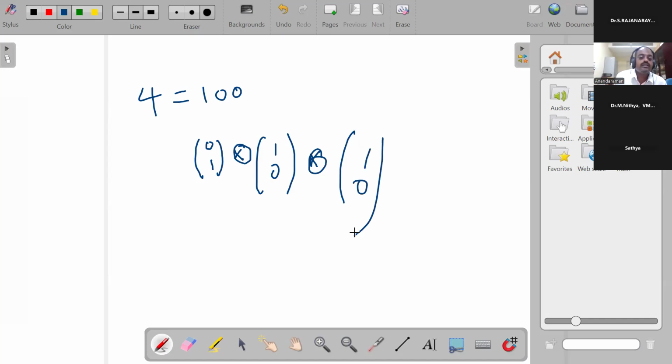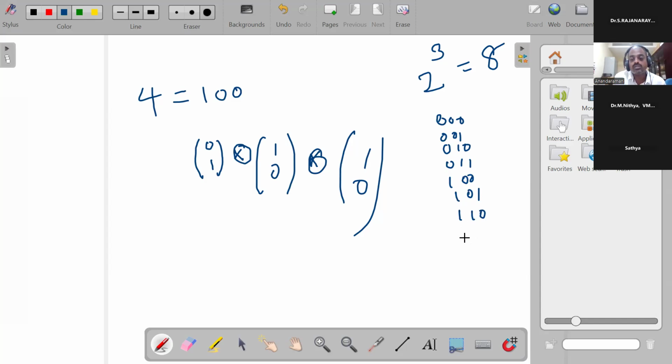Instead of that, we know that 3 qubits means it has 8 states. 2 power 3 is equal to 8 states. So it will be 000, 001, 010, 011, 100, 101, 110, 111. Since 8 states are there, in the tensor product 8 values will be there. Counting 0, 1, 2, 3, this is 4, so 1 at position 4, and the rest 0. This is the tensor product of 4.